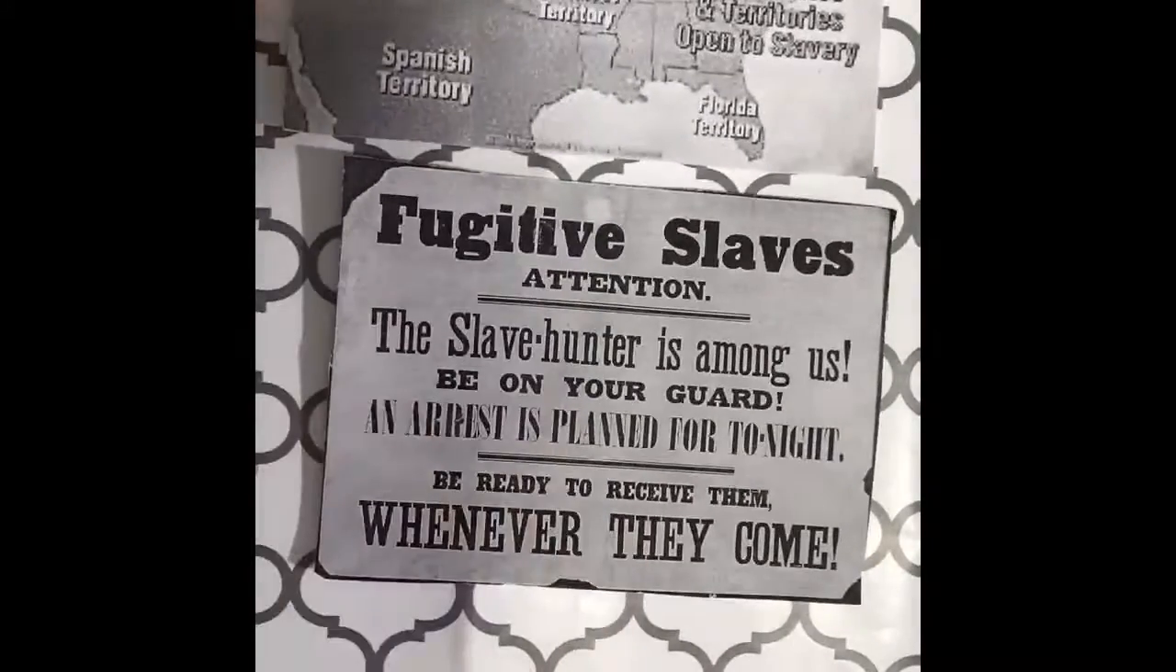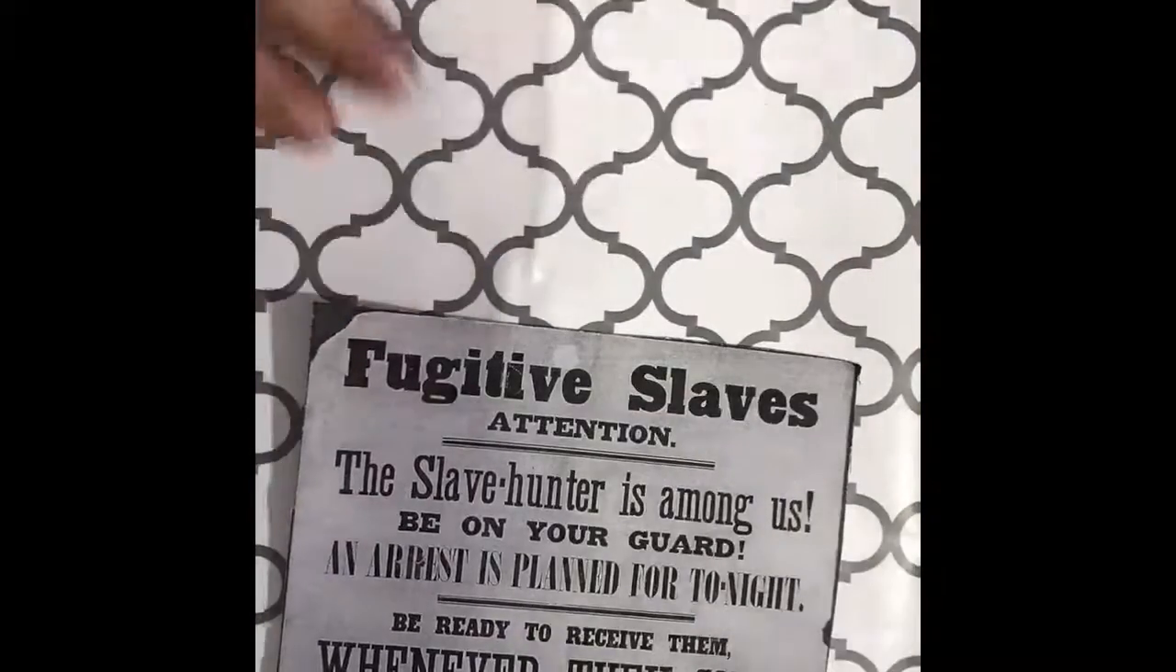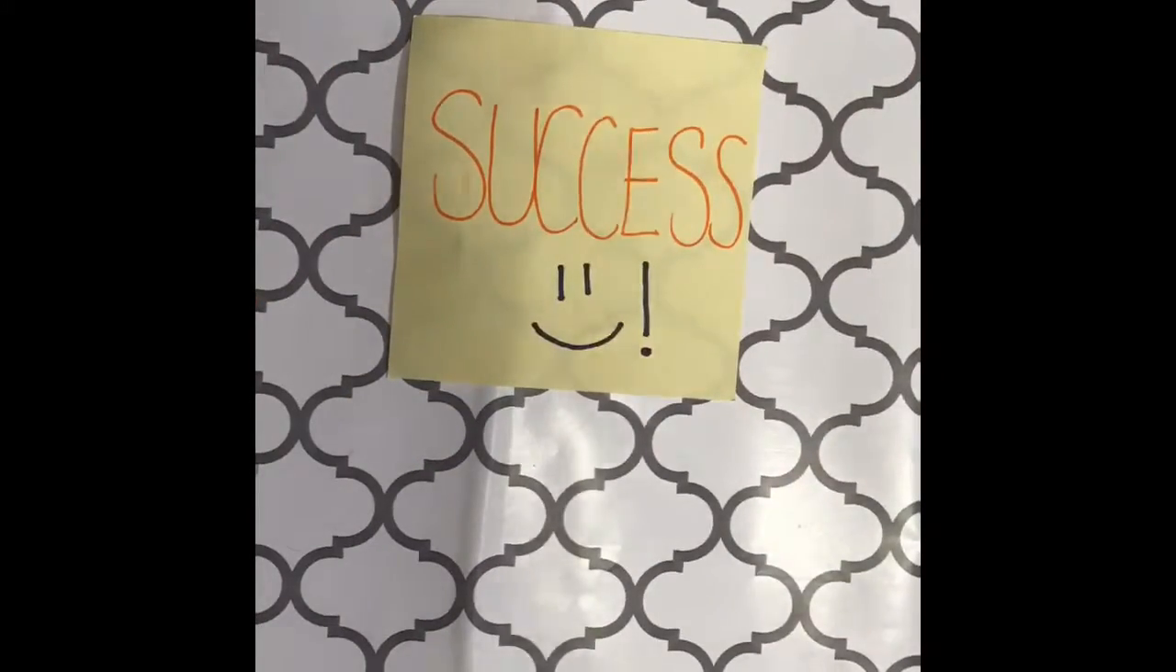Passing the Fugitive Slave Act made abolitionists more resolved to put an end to slavery. The act also brought the subject of slavery before the nation. The Compromise of 1850 was a success. It kept the nation united.